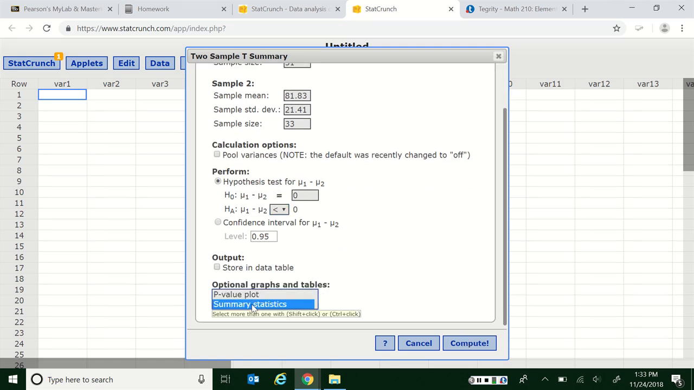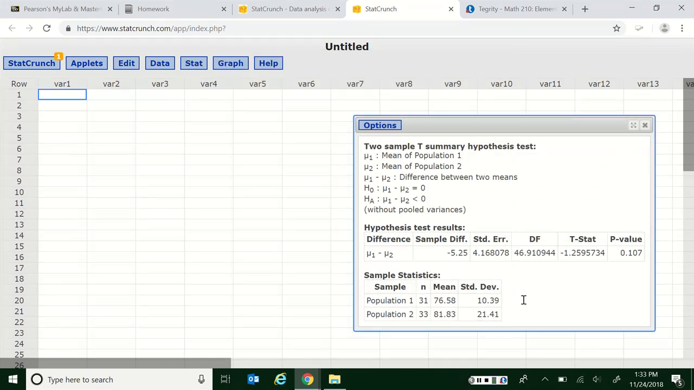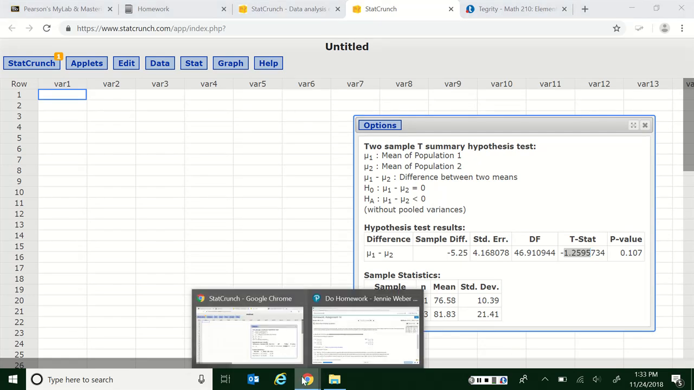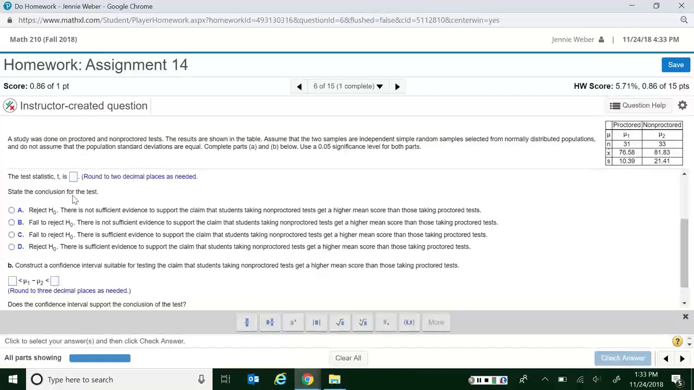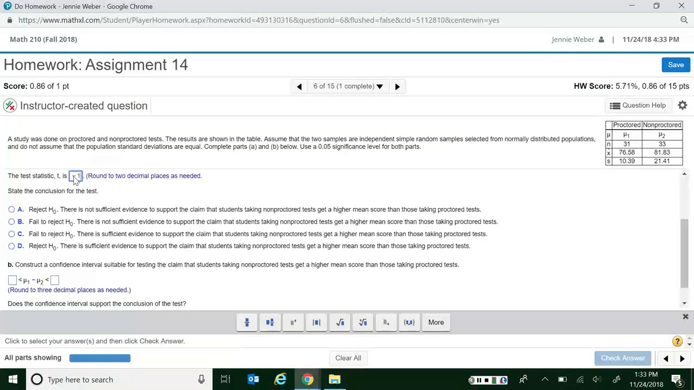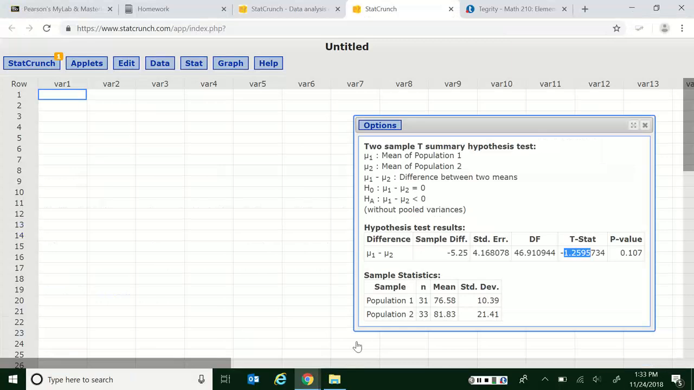If you wanted the summary stats, I click on that and it's going to give me the summary stats as well. So there's my T-stat. So negative 1.26. I think it had me round to that. Let's go back here. I have too many screens. Yep. Negative 1.26. Now I can actually look at my p-value right there, and that's greater than 0.05, so I would fail to reject. You could also then at the same time look up the regular T-stat just like you would.